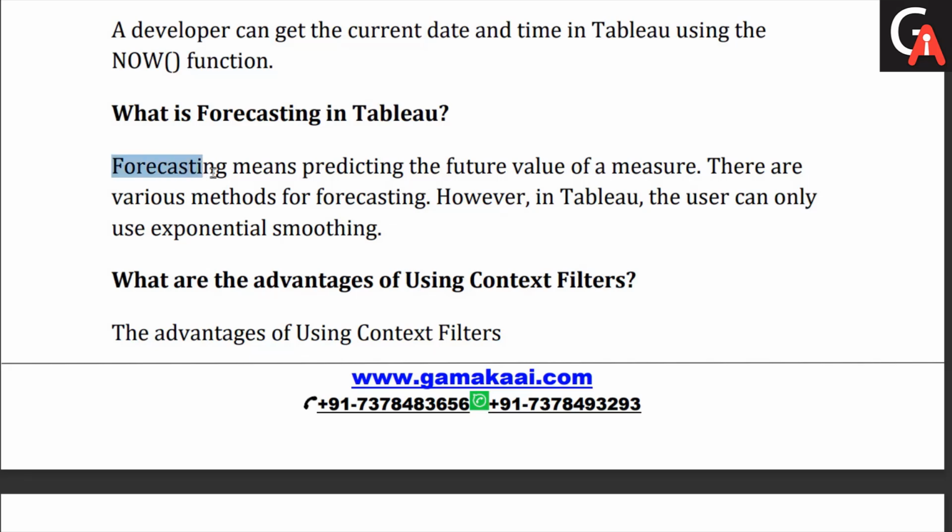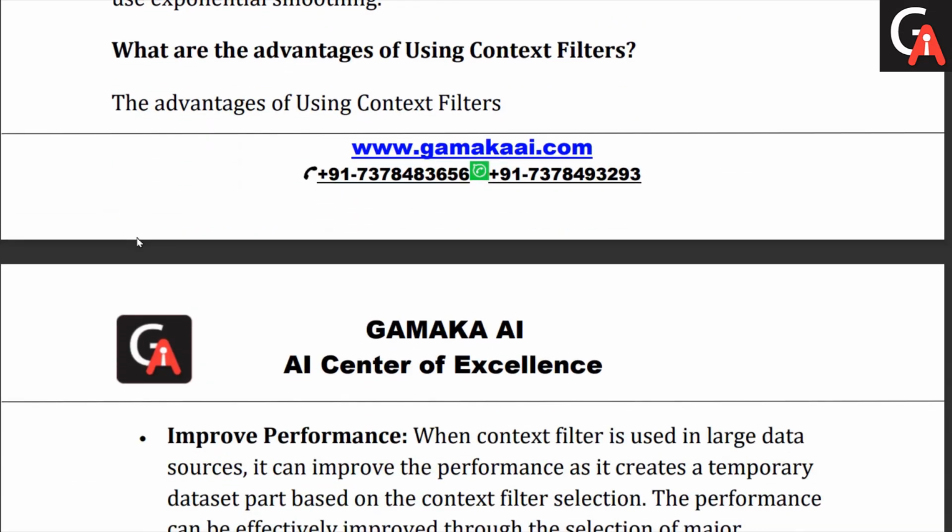Okay, forecasting means predicting the future values of the measures. There are various methods for forecasting. However, in Tableau, the user can only use the exponential smoothing option. Clear? Next question: what are the advantages of using context filter?